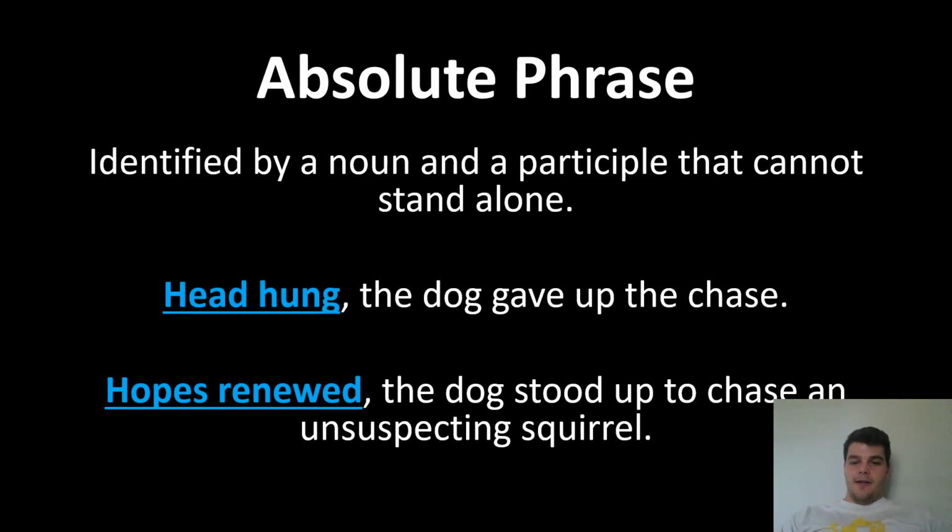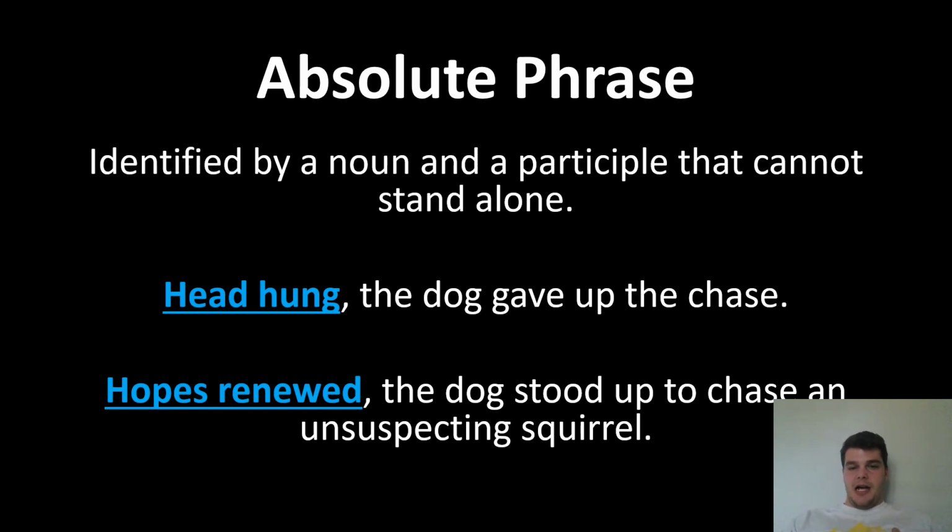All right, our very last type of phrase is the absolute phrase, and this one's kind of confusing. It's identified by a noun and a participle that cannot stand alone, which I know sounds really similar to a clause, but the key thing there is that they cannot stand alone. So let's look at the first sentence example. Head hung, the dog gave up the chase. If I were just to walk up to you and say, head hung, and I walked away, that would not make sense, right?